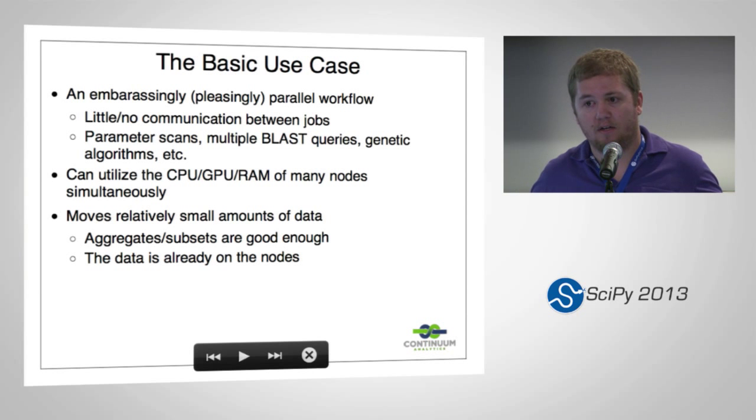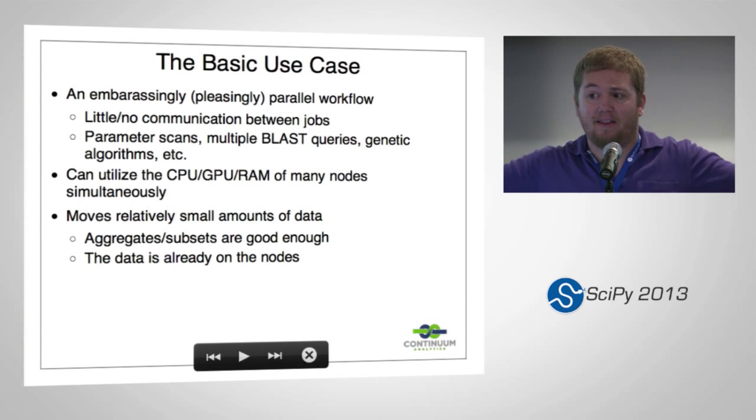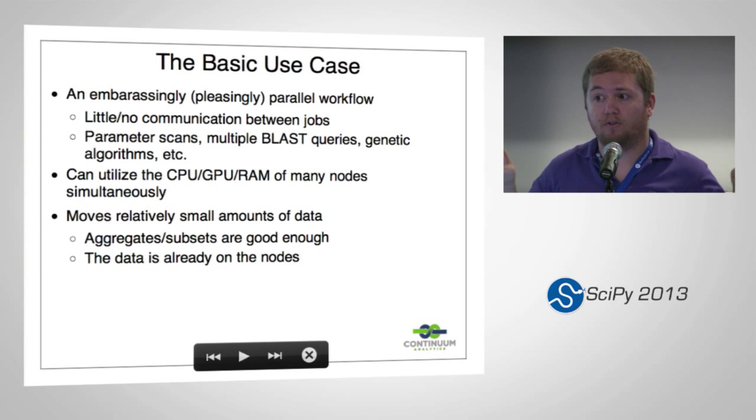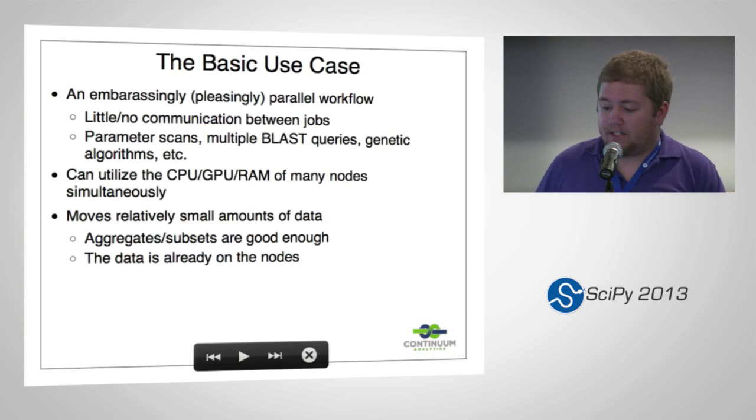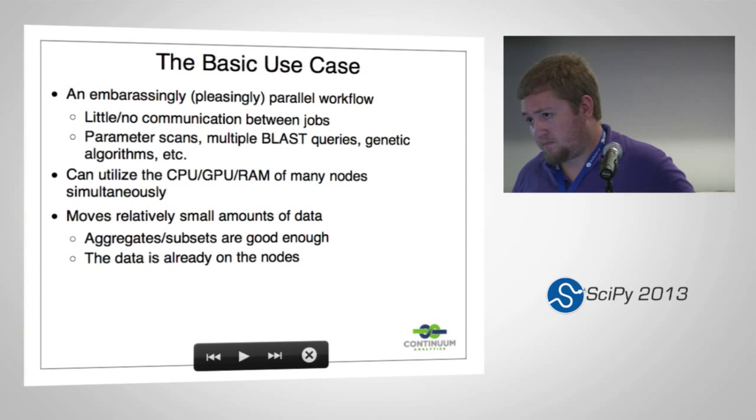Or maybe the data is already on the nodes. Maybe your nodes are on Amazon and you're using EBS or something to spin these up, and they already have the data on there. Or maybe these other machines have backup data on there, and you've already got the data there, so you don't need to move around a lot of it. Right? So this is the basic use case for IPython cluster, yeah.